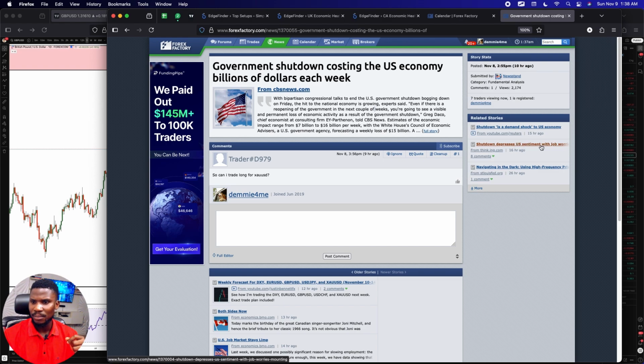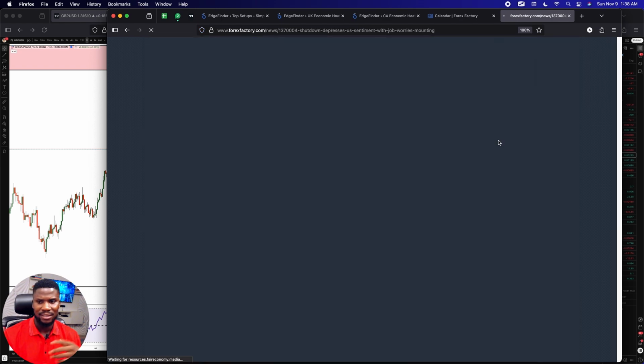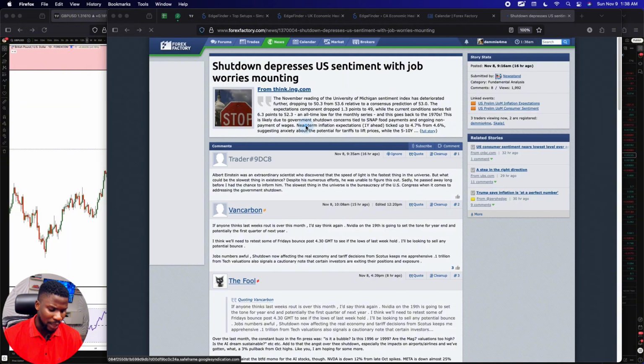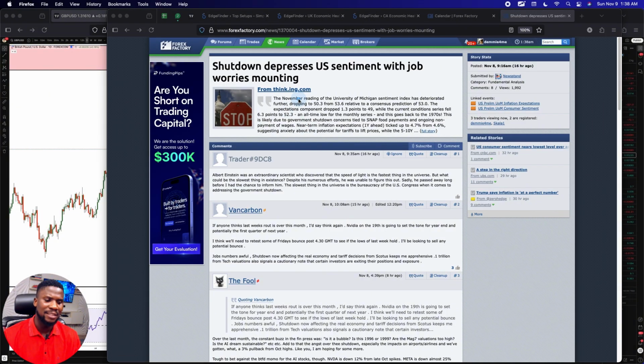The shutdown and the previous sentiment with job worries. Yeah, this is another thing that we should pay close attention to. We are not getting any labor data. Okay, we are not getting any labor data.